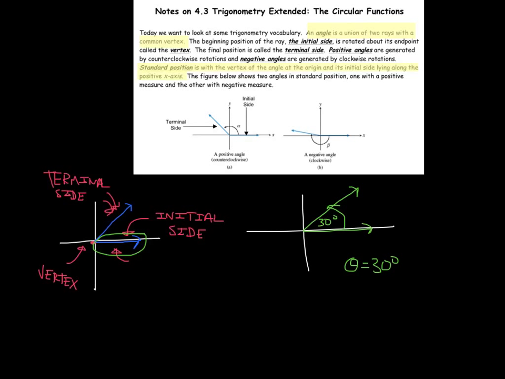All right, if I say I want theta to be negative 30 degrees, then that means that we need to rotate backwards. So that means we need to rotate clockwise 30 degrees. And so now the angle is going to be somewhere in the fourth quadrant. All right, so make sure you understand positive angles go counterclockwise and negative angles go clockwise.